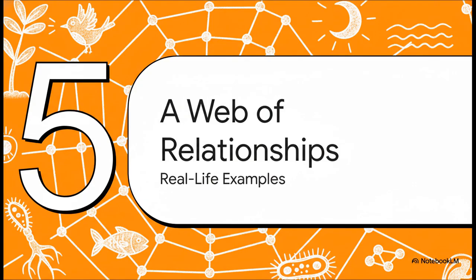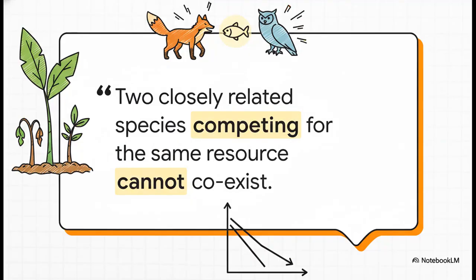Okay, so that scorecard is a great framework, but let's bring it to life. It's time to look at some really fascinating examples of these interactions playing out in the real world. Let's start with competition, that classic lose-lose situation. And there's a huge idea here called Gauss's competitive exclusion principle. Basically, it says that if two species are fighting over the exact same limited resource, they can't live together forever. Sooner or later, one is going to outcompete the other and knock it out of the picture. There can only be one.